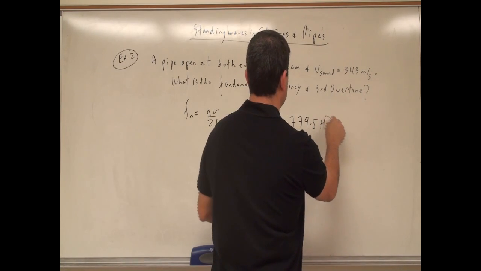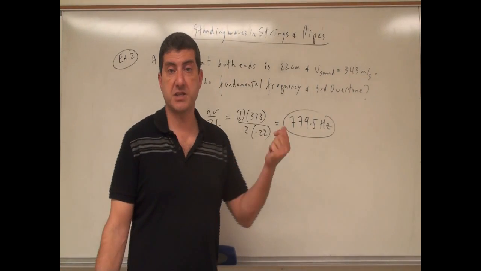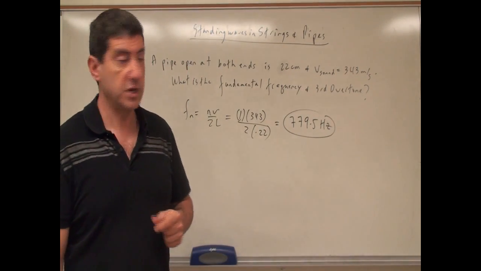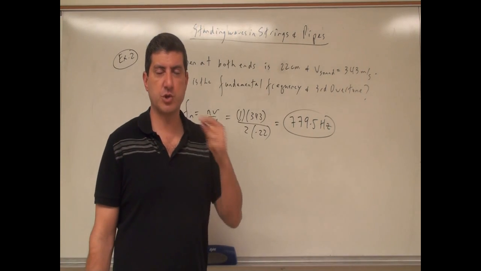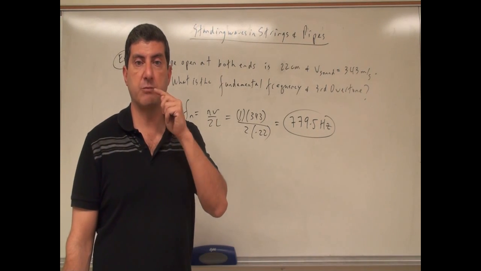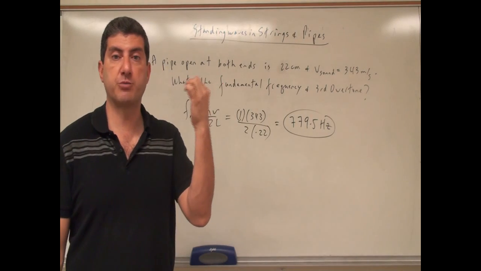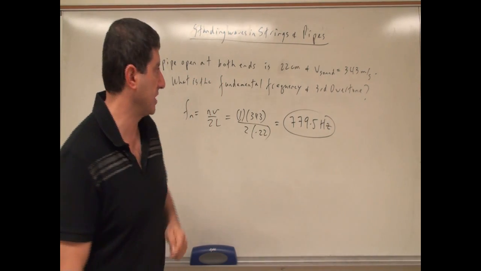779.5 hertz. An example of an instrument like this, like I mentioned before, is the flute that is open at both ends. So the length of that will be from where you are blowing into it to where you are pressing on the opposite end, right?